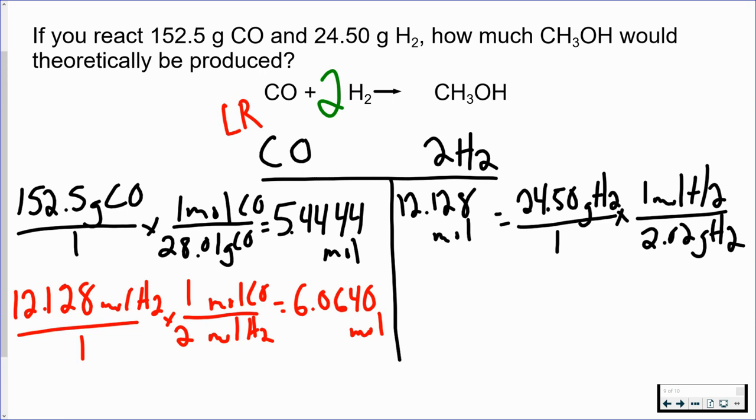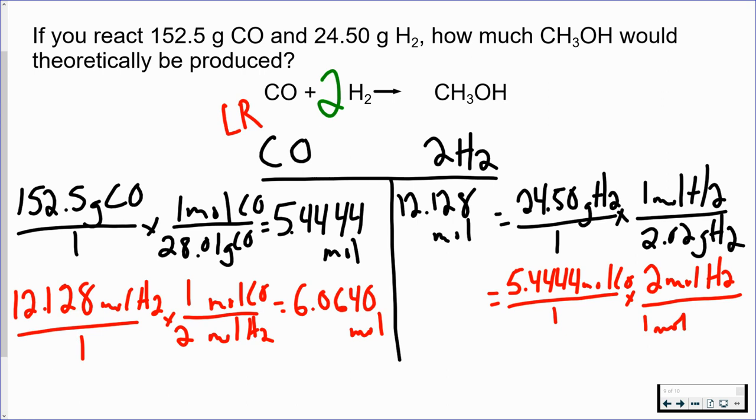Now we're going to calculate how much hydrogen we really need to get rid of all the COs. In order to do this, you're going to do the same kind of premise. You're going to take 5.444 moles, and that's of CO. I'm going to put that over 1 times. Now we're going to go to hydrogen, so it's 2 moles H2 over 1 mole CO. So you multiply by 2, and you get 10.888 mole.